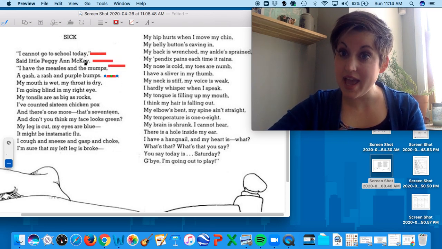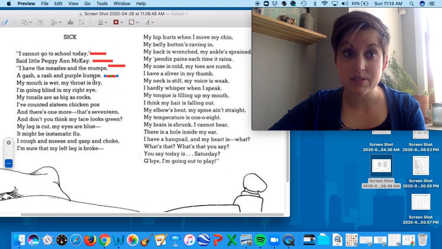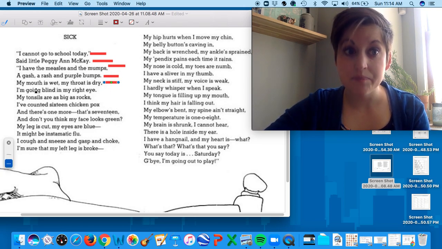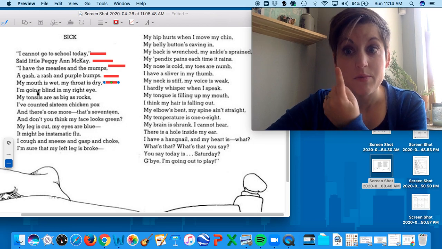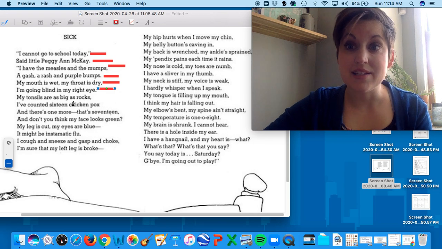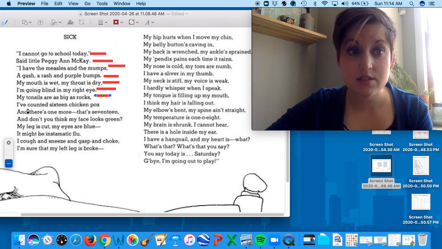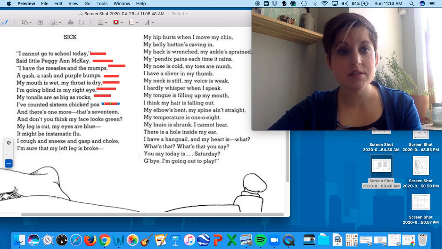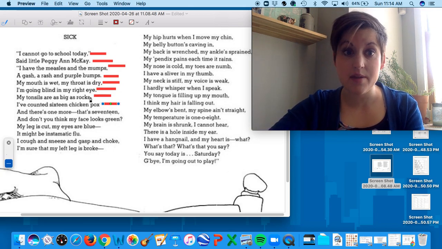So we have an A-A-B-B rhyme scheme today. My mouth is wet, my throat is dry. I'm going blind in my right eye. My tonsils are as big as rocks. I've counted 16 chicken pox. So rocks and pox, dry and eye.